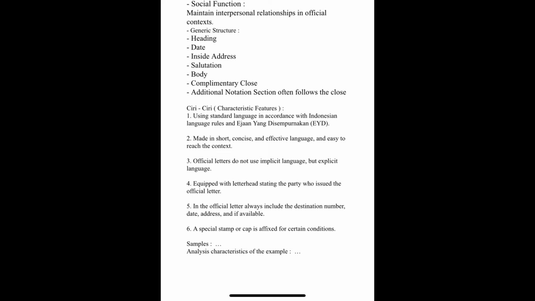Fourth, equipped with a letterhead stating the party who issued the official letter. Fifth, in official letters, always include the reference number, date, address, and attachments if available. Sixth, a special stamp is affixed for content validation.